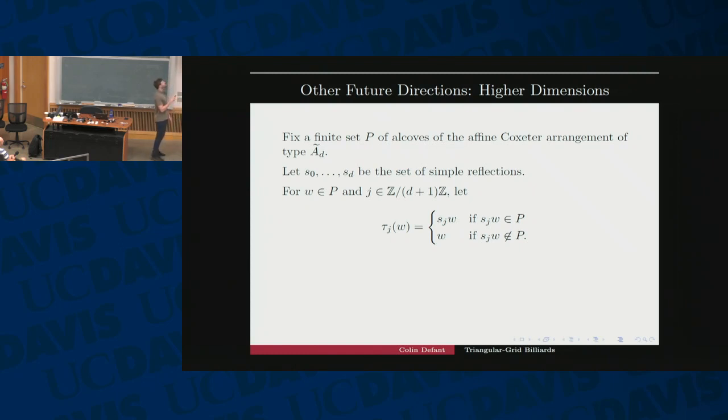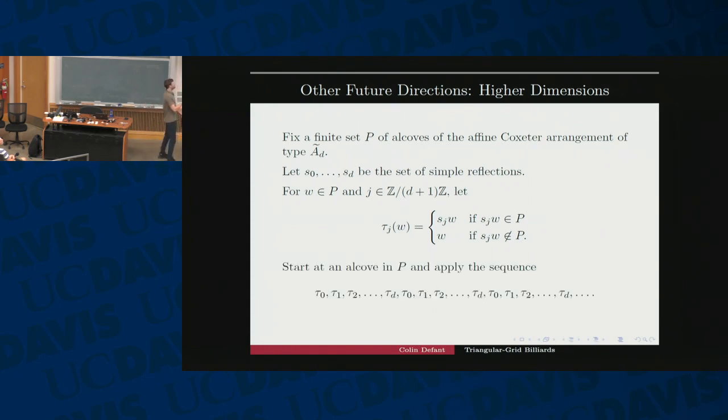And so if I have one of these alcoves w in my set P, and I have some j in Z mod (d+1)Z, I'll define tau_j of w to be s_j times w if s_j times w is still in my set P. Otherwise, it's just going to be w. The point of this is when you multiply by s_j on the left, you're going to just move into an adjacent alcove, and I'm saying move into that adjacent alcove unless doing so causes you to leave the set P. In that case, just stay where you are.